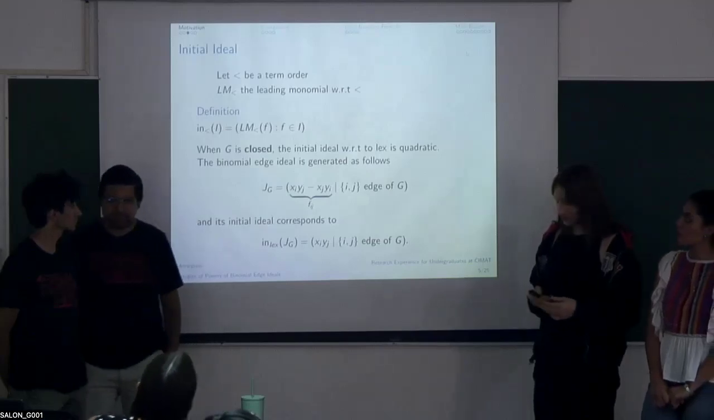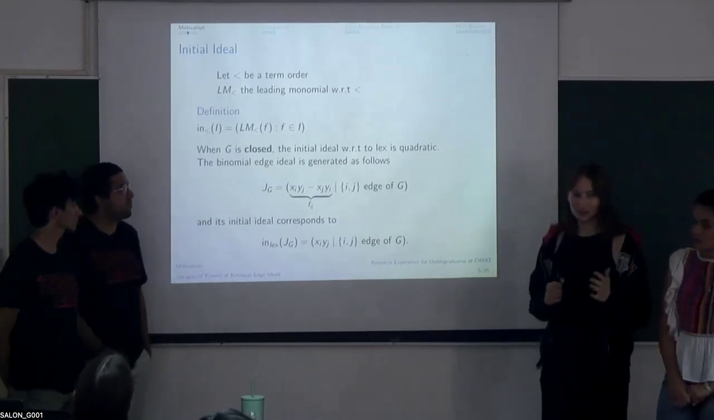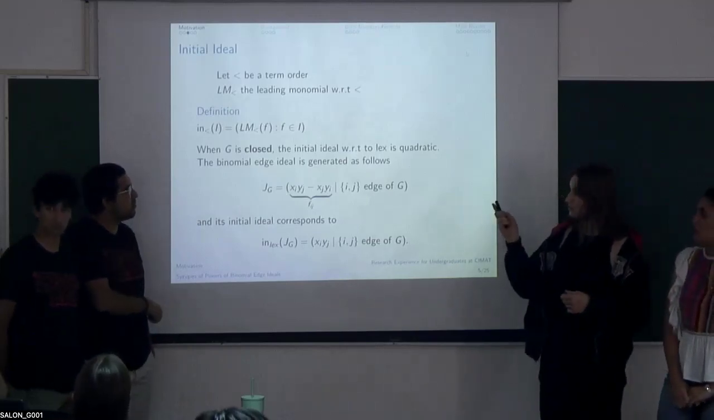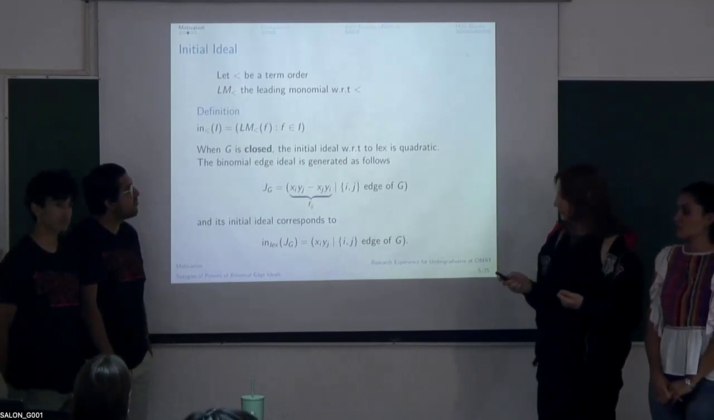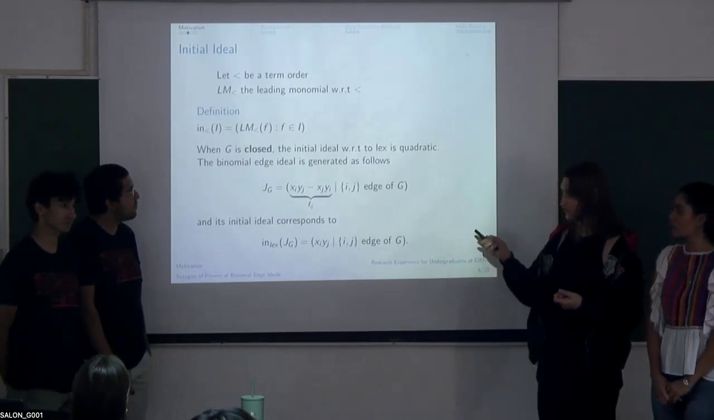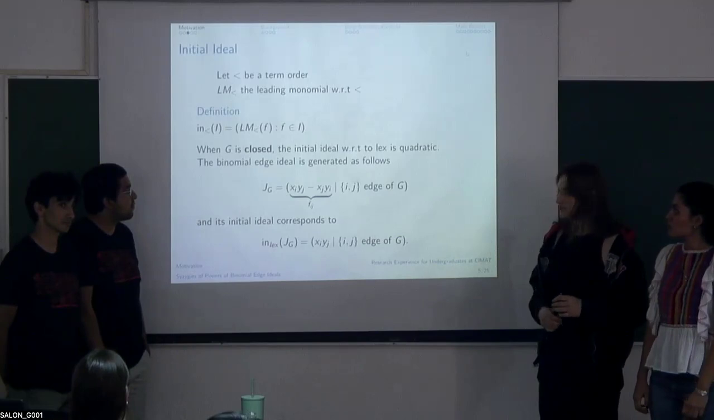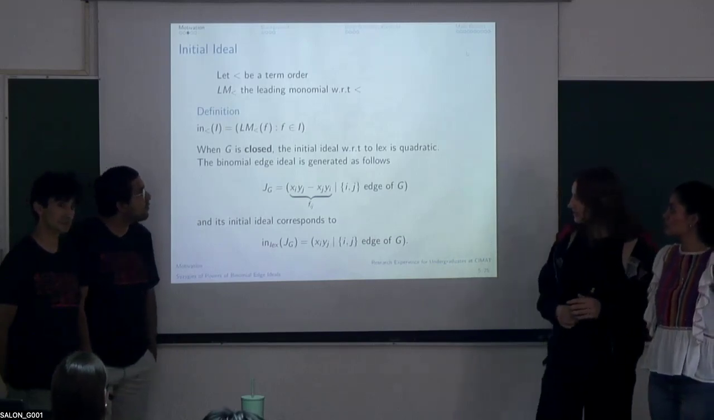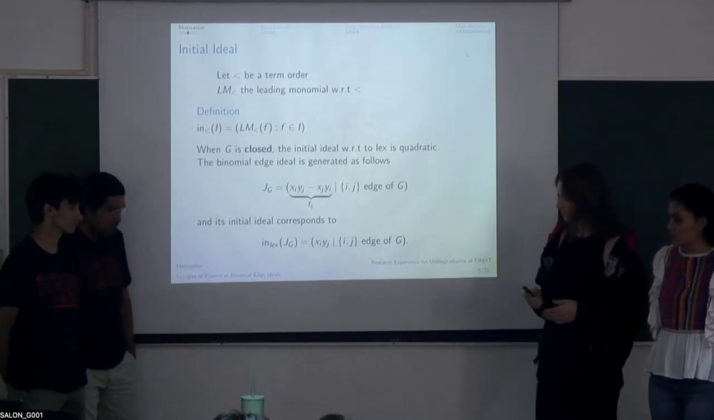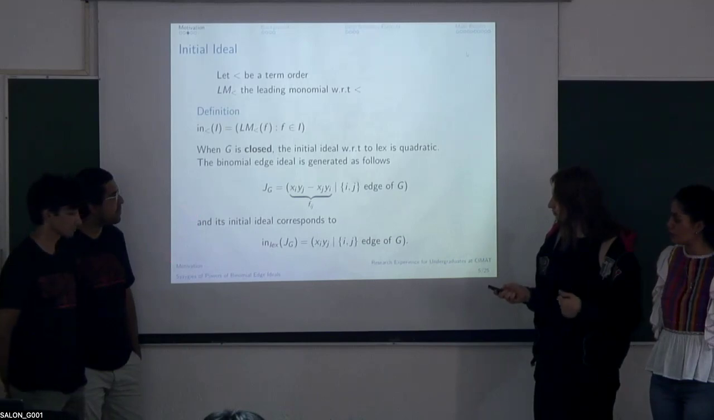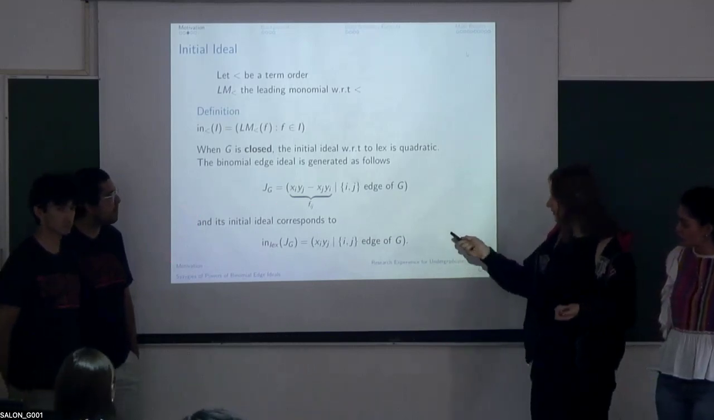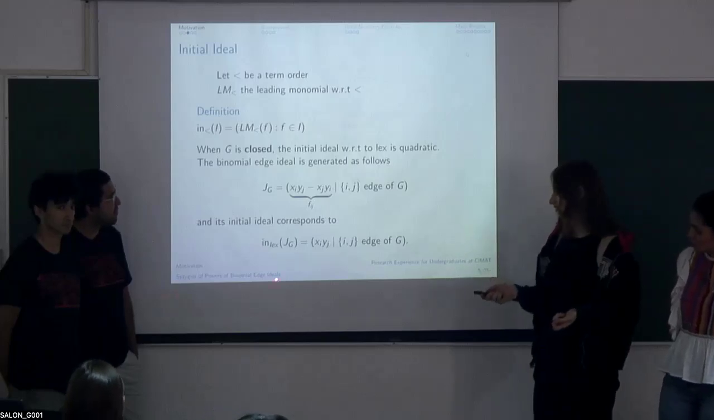So finally, we have the initial ideal. For any binomial term order, we denote by Lm the leading binomial with respect to that term order. Then we define the initial ideal of some ideal I to be generated by the leading binomials of the elements of that ideal. It's a known fact that when G is closed, the initial ideal with respect to the lex order is quadratic. Here we will denote the binomial edge ideal as J_G, and we will say that its generators are called f_ij, where ij is an edge of G, and then we have an analogous notion of the initial ideal.